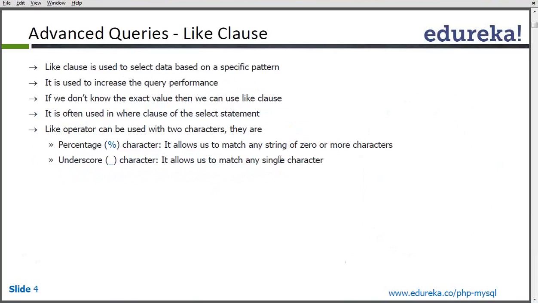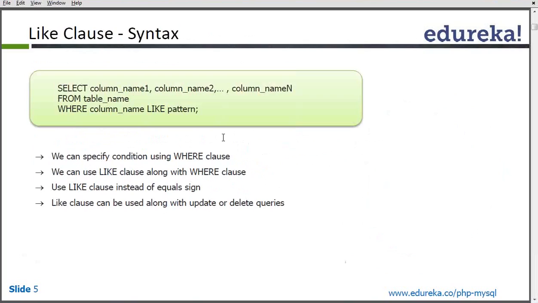Like operator can be used with two characters. One is percentage, then underscore. So percentage simply means any number of characters, that is 0 or more characters, and underscore means a single character. So today we will go through both uses of like operator. So here you can see the syntax. Select columns from table name where column name like pattern. So I will let you know the practical thing how we will do this.